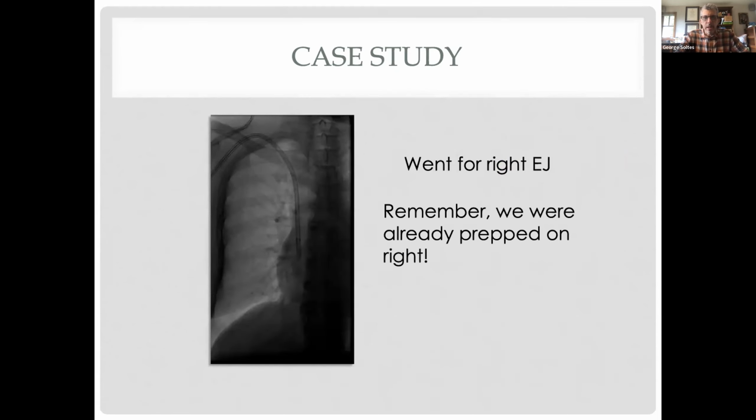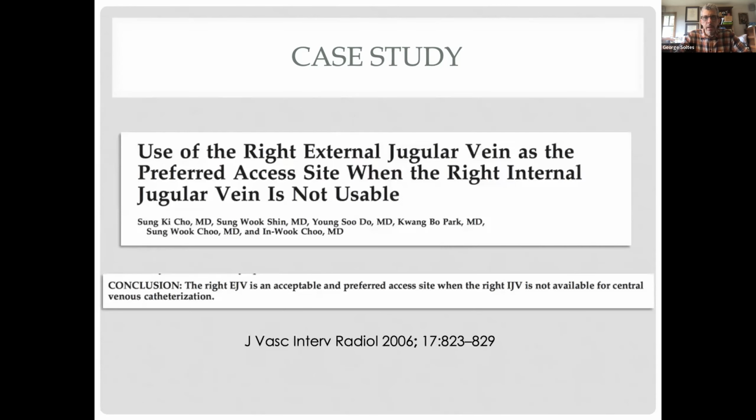Like I said, we were already prepped. So there's our catheter. It looks nice. Everything looks great. So as we often do, sort of shoot first and ask questions later. Once we put it in, we decided to look at the literature and see if we did the right thing. And of course, found these hardy Koreans that had studied exactly this question.